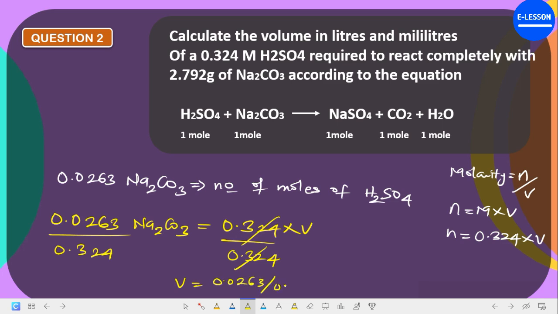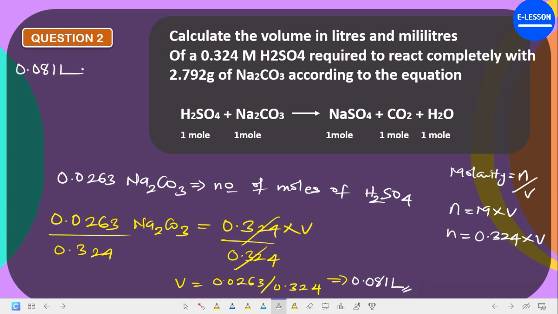0.0263 divided by 0.324, and when you calculate this with your calculator, it's going to give us 0.081, let's say, in liters. So this is the volume in liters that it's going to give to us. Now let me come here and convert this to milliliters. How do you convert this to milliliters?